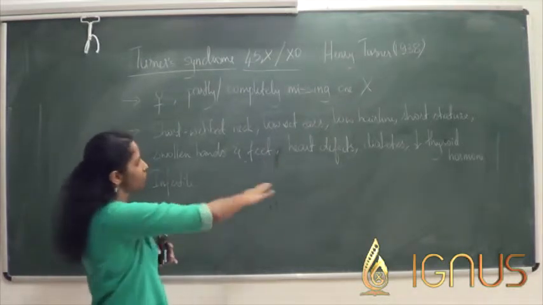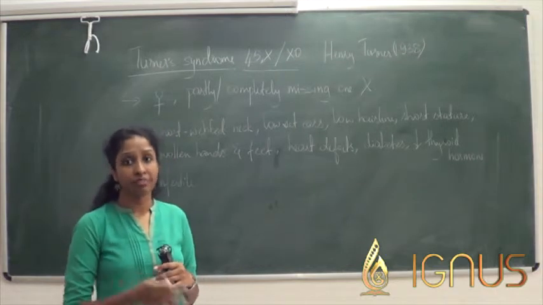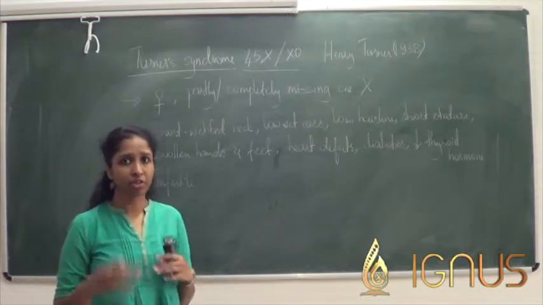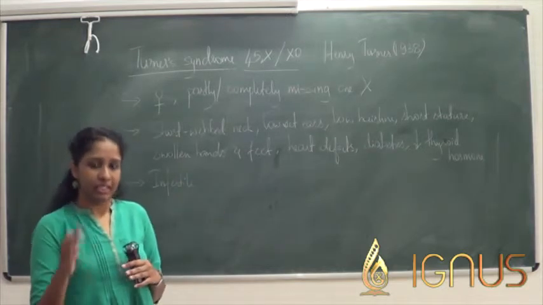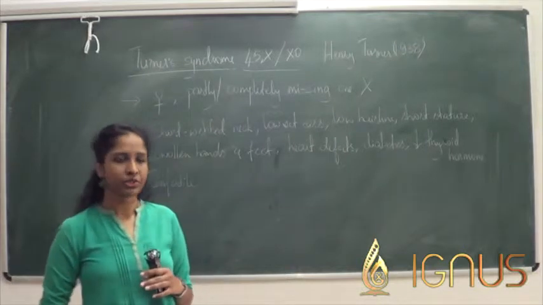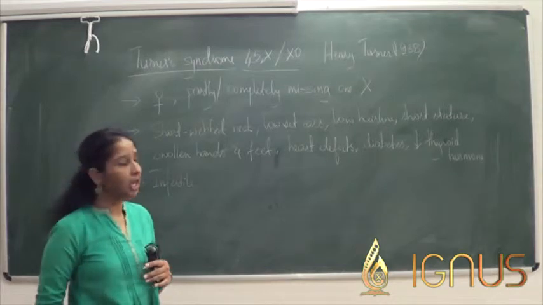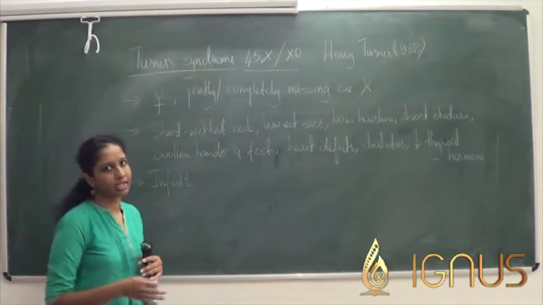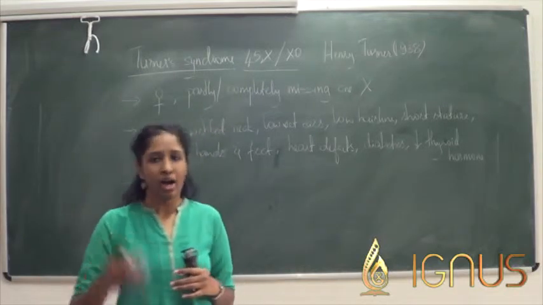Specifically, the swollen hands and feet are very evident even at birth. So once the baby is born, you can figure out based on whether or not the baby has swollen hands and feet that the female would have Turner syndrome. Now, because they have a low thyroid hormone level, they usually are infertile and unable to have children unless they undergo hormone treatment.